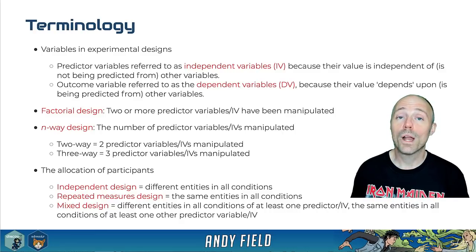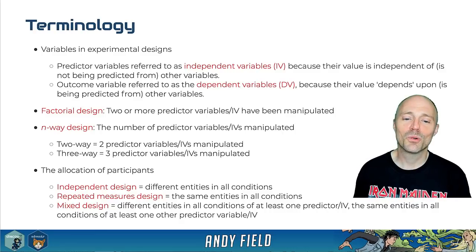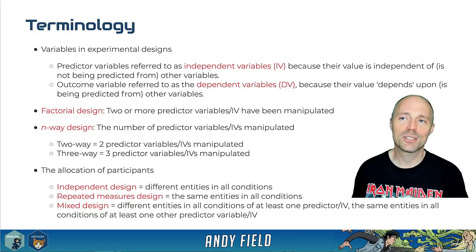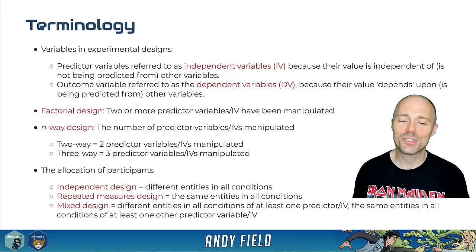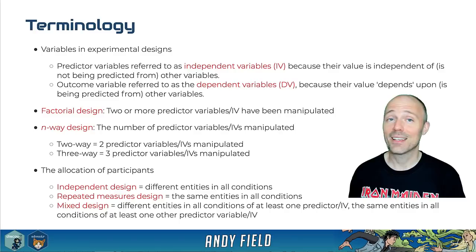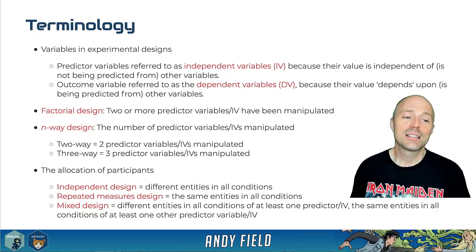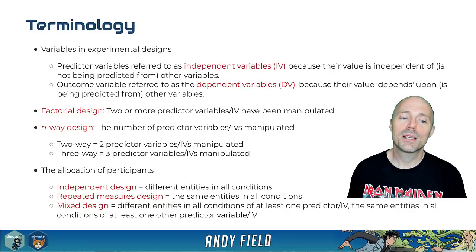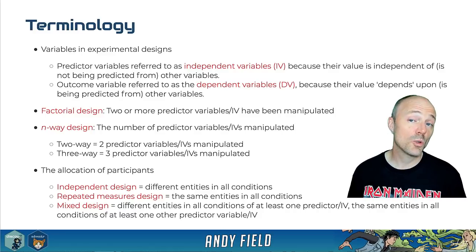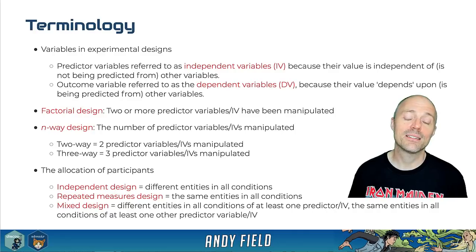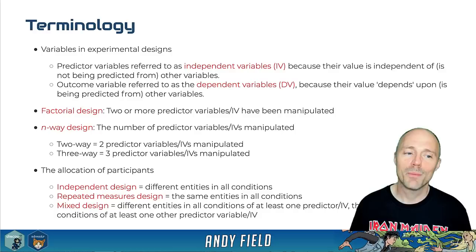So at least one of your independent variables will employ different entities across the different conditions, and at least one of your independent variables will employ the same participants across its different conditions. So we will come back to repeated measures and mixed designs if that doesn't make any sense to you. In terms of independent designs, all the designs we're talking about in this session are independent designs. So people are randomly allocated to a single experimental condition.